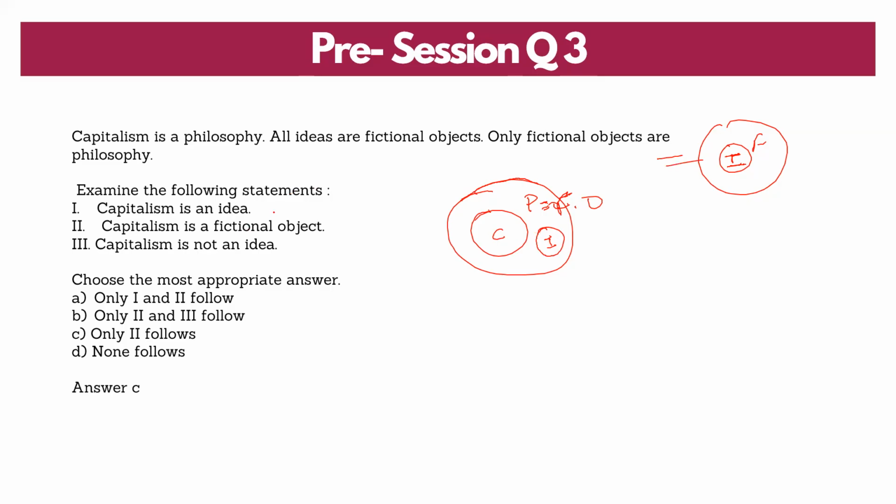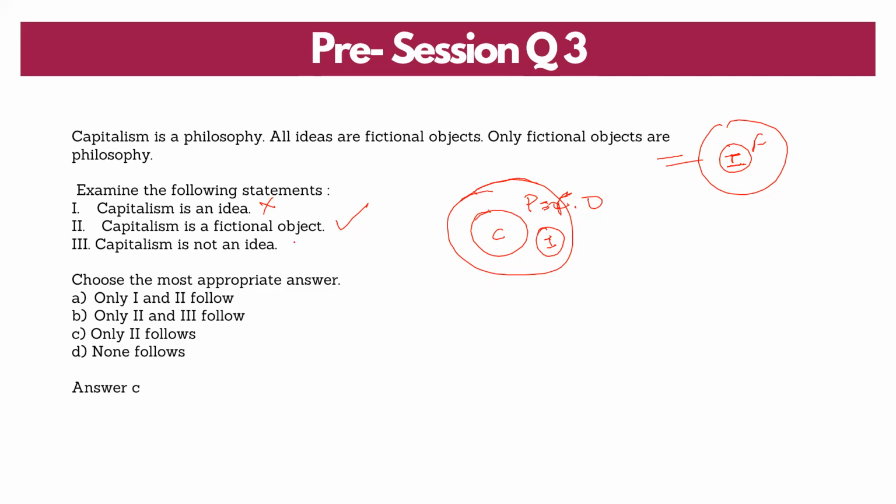So let us see. Capitalism is an idea. Not true. Capitalism is a fictional object. Capitalism is a fictional object is true because both P and FO circles overlap. If P and FO circles overlap and C lies inside P, that means C also lies inside fictional object. So second is true. Capitalism is not an idea. Even this is not true.